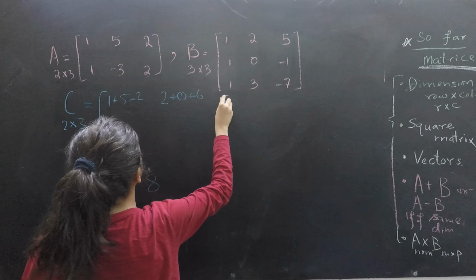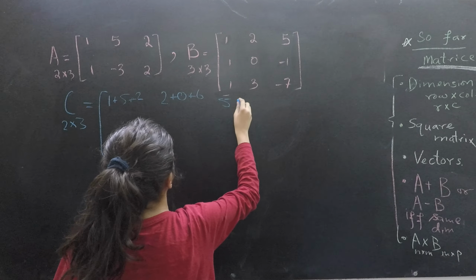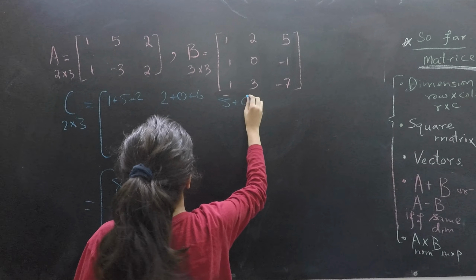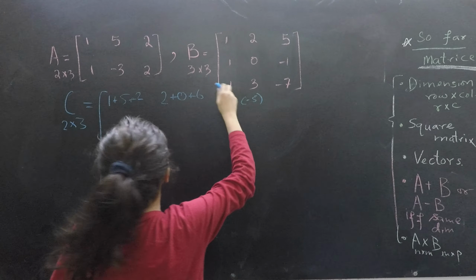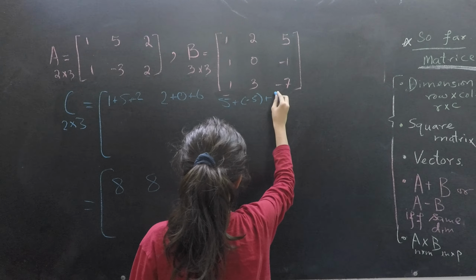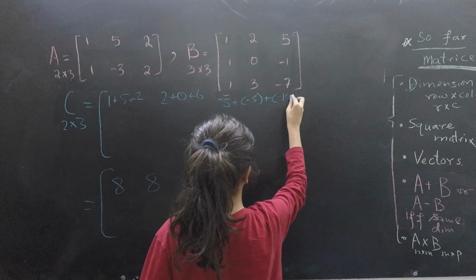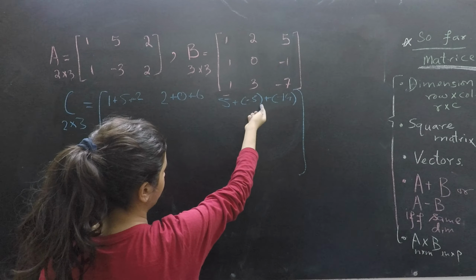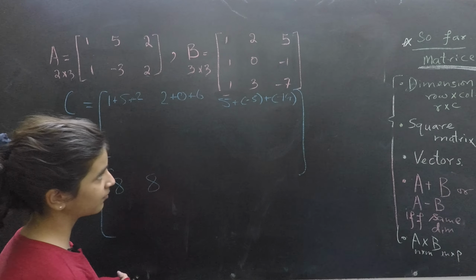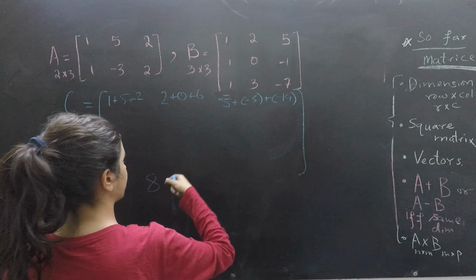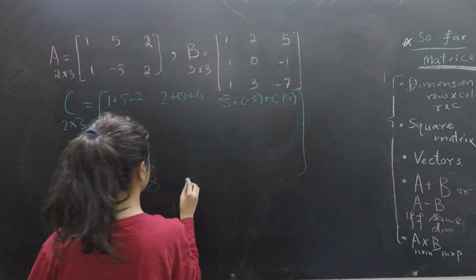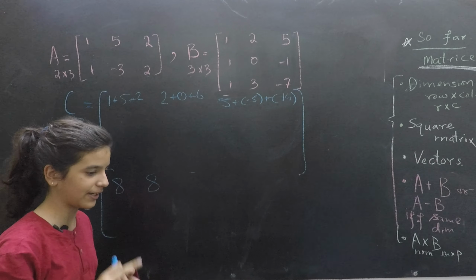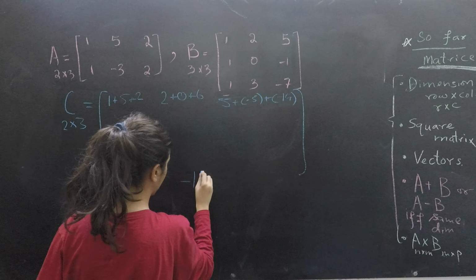1 multiplied by 5, which is 5. 5 multiplied by minus 1, which will be plus minus 5. And then 2 multiplied by minus 7, which will be minus 14. Okay, now let's do this one. So 5 plus minus 5 will cancel, so this will be 0. Then 0 plus minus 14 is minus 14. So here it will be minus 14.